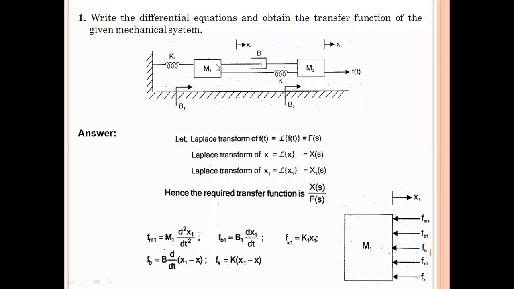The inertial force of m1 is 1, force due to b1 is 2, force due to k1 is 3, force due to b is 4, force due to k is 5. So total, how many forces are acting on m1 directly? 5 forces. And all these 5 forces are opposing forces only. There is no applied force.